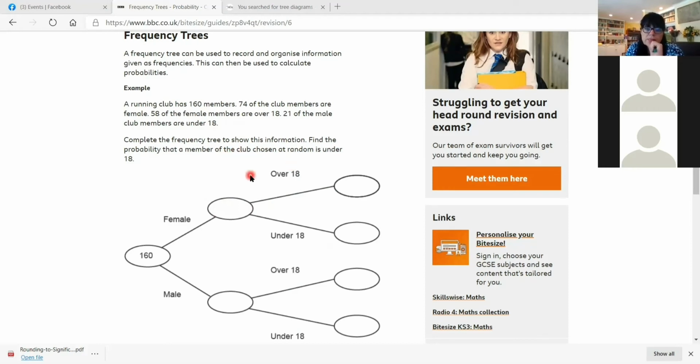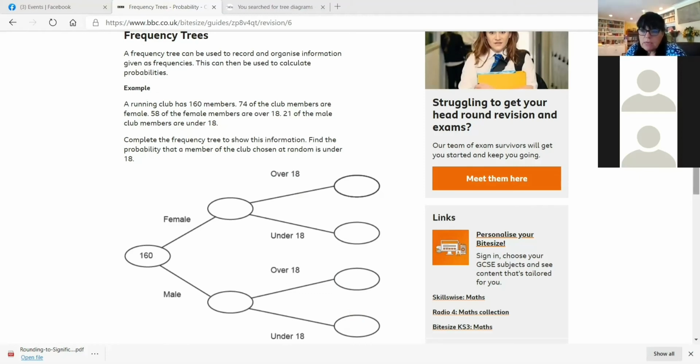Complete the frequency table, right? So 58 of the female members are over 18, so you put it here, and you can work out how many of them are male. 58 females and 74 club members, so then you can just work out how many males. It's easy, but it will be the same in the one below. That was what was confusing them yesterday because they thought it was a different thing, but it's not. It's only going to give a different answer because of the first part.